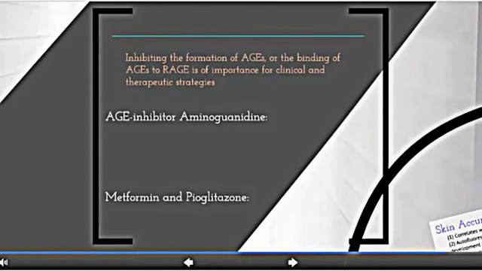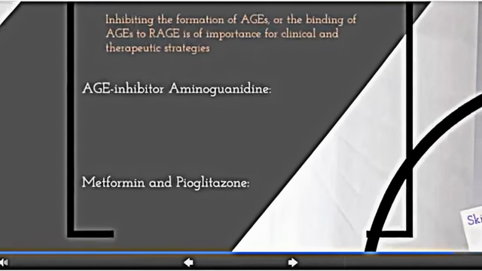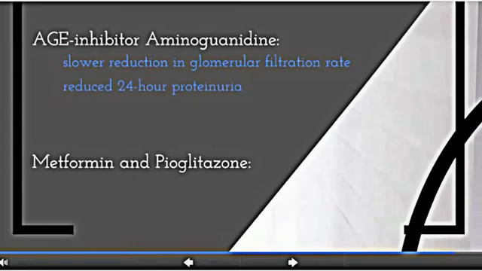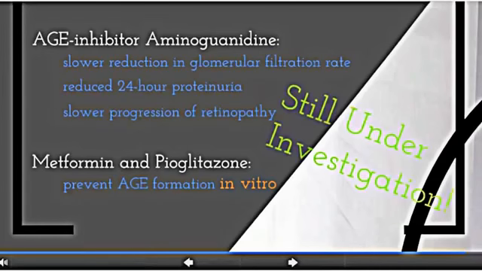Inhibiting AGE formation or the binding of AGEs to its receptor is important for clinical and therapeutic strategies. For example, administration of AGE inhibitor aminoguanidine demonstrated a slower reduction in glomerular filtration rate, reduced 24-hour proteinuria, and slower progression of retinopathy, and commonly prescribed type 2 diabetes hyperglycemia-reducing medications, metformin and pioglitazone, have been shown to prevent AGE formation in vitro. However, many of these agents are still under investigation, both in animal studies and human trials.